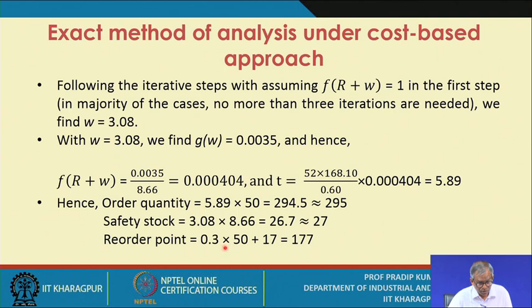Okay, so this is the 3 time periods, the reorder point, that means the average demand during lead time. The lead time is 3 weeks, and each week the demand is 50 units. That's why it is 3 into 50 plus 27. 27 is the safety stock. So 150 plus 27, that is 177.